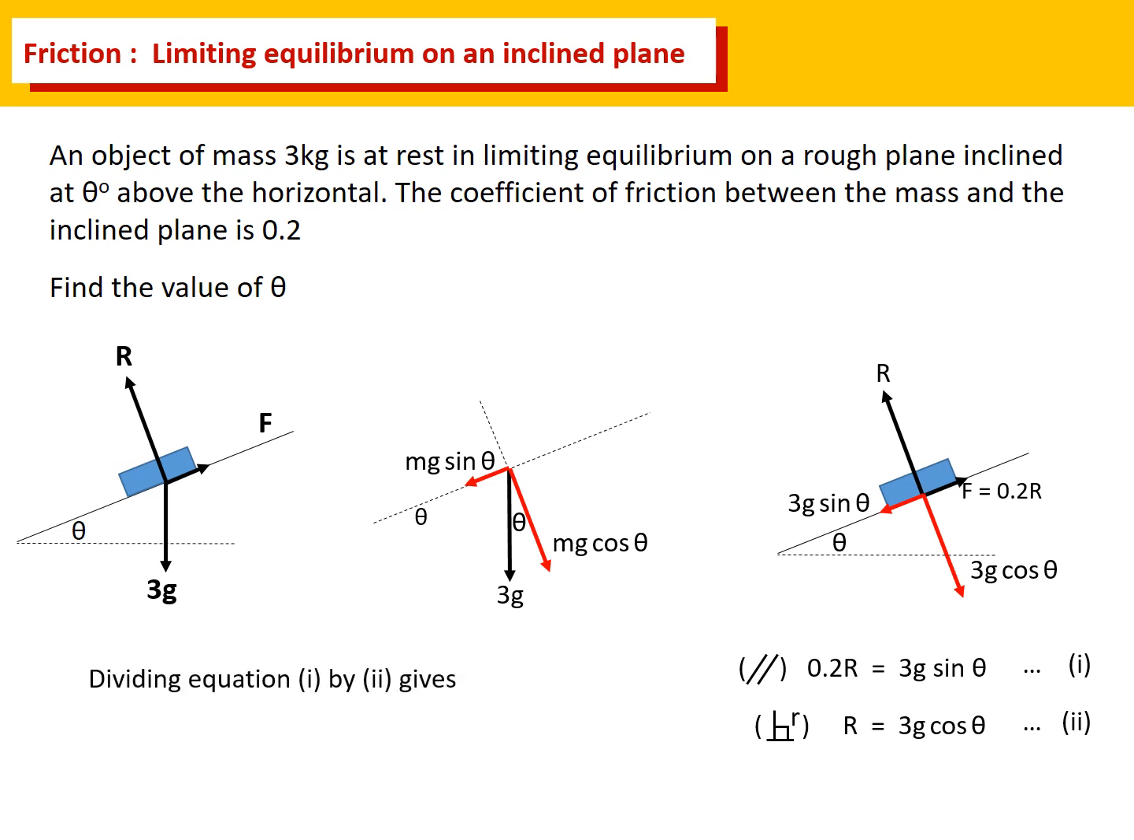And if we divide equation 1 by equation 2, when we do the division, 3g and 3g will cancel out. We'll be left with sine over cos, which is tan. And on the left-hand side, we'll have 0.2R divided by R, and that will just give us 0.2. So there we have our result, that tan theta is 0.2, so theta will be 11.3 degrees.